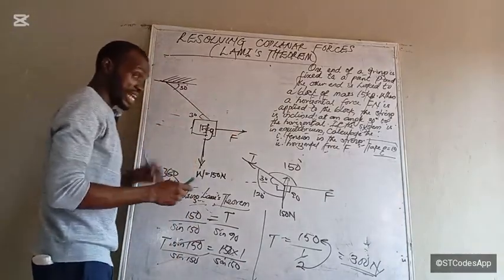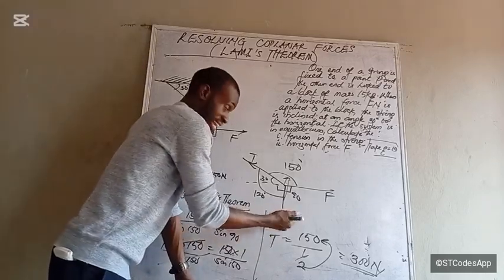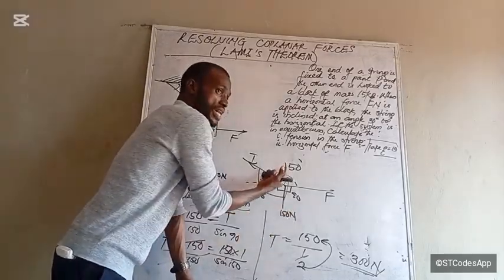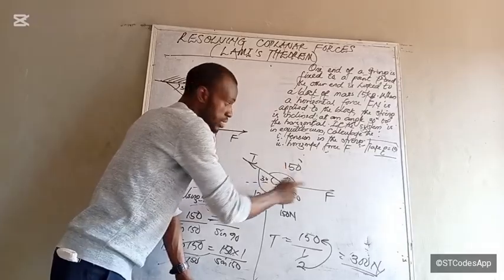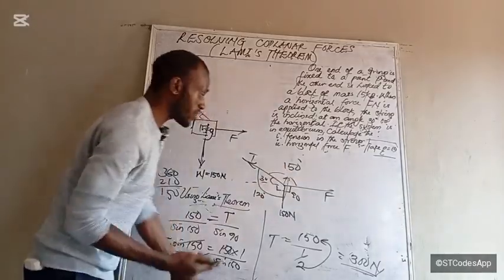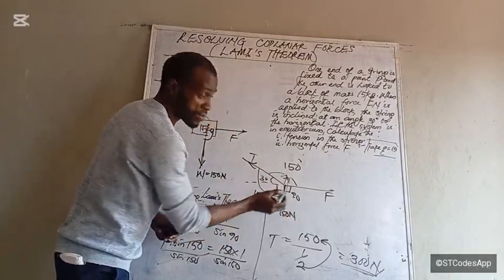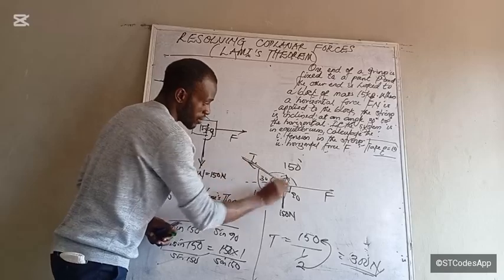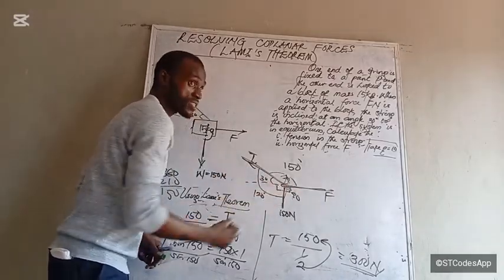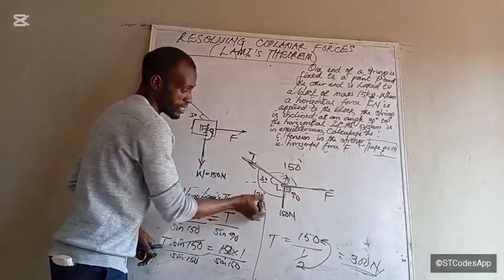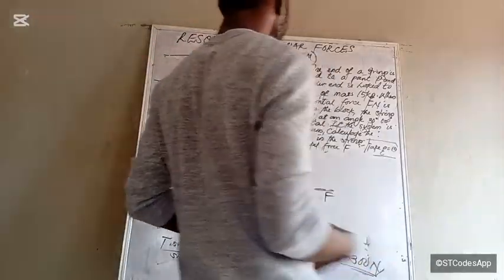Lami's theorem says that the ratio of the magnitude of a force to the sine of the angle between the other two forces is constant. The way to look at it is this force here, the angle in front of it is this. This force here, the angle in front of it is this. So it will be T over sine 90, F over sine 120. Is it clear? Alright.